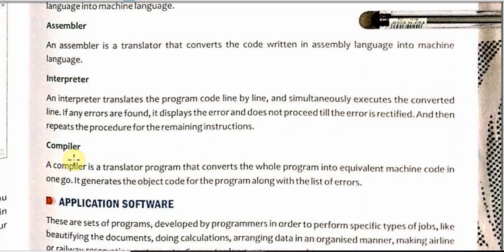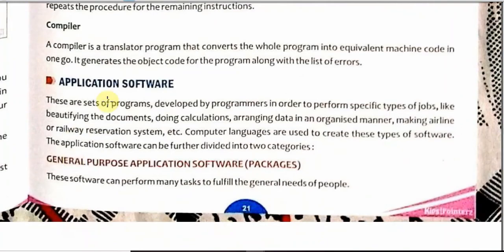Next is the compiler. A compiler is a translator program that converts the whole program into equivalent machine code in one go. It means at one time. It generates the object code for the program along with a list of errors.